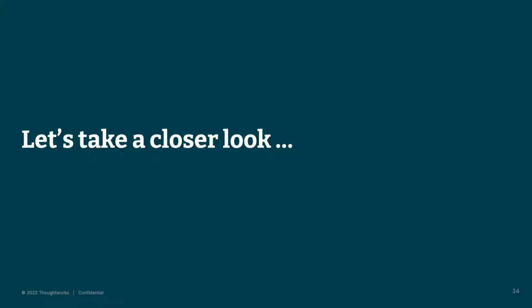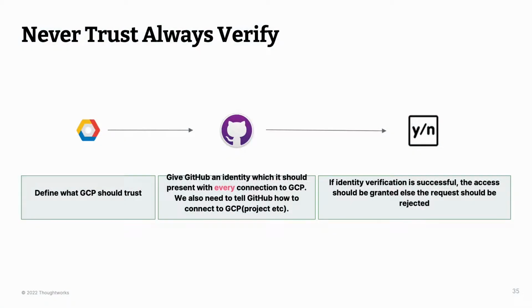Let's take a closer look at all of these things. So first thing, never trust, always verify. In our case, we have two systems, GitHub and GCP. We needed to define what GCP should trust. And then we need to tell GitHub that when you connect to GCP, you present your identity and let GCP decide whether it can trust you or not. And then GCP has an option to validate that identity and say, okay, I trust you or I don't trust you. If I trust you, then I'll let you in and I'll let you access the system.